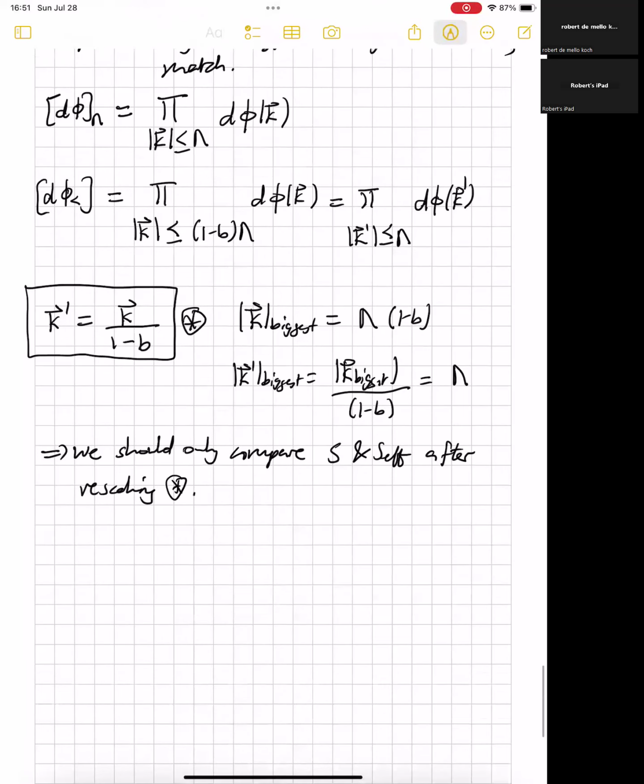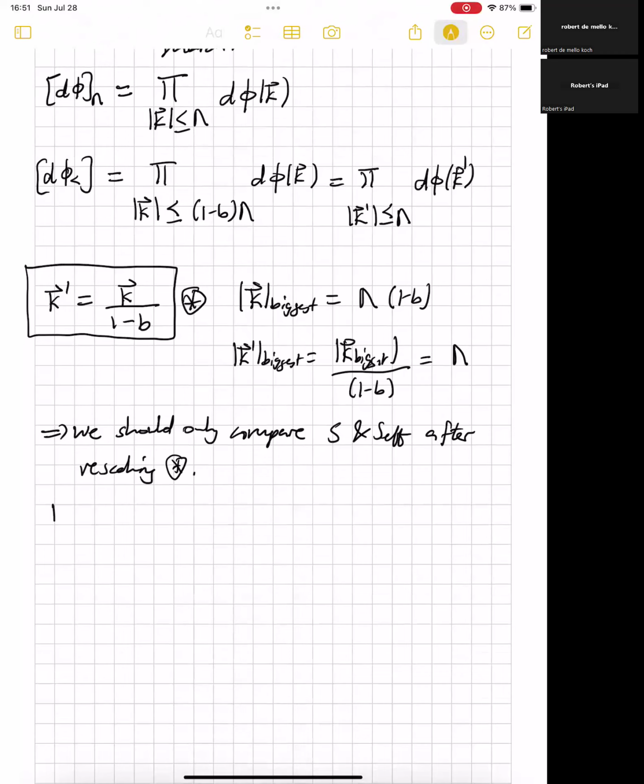Okay, now remember, h bar is fixed to be equal to 1. And if h bar is fixed to be equal to 1, then positions are like inverse momenta, and momenta are like inverse positions. So we should also rescale positions, but by a factor of 1 minus b. So it's the opposite scaling to what you see for the momenta. So that's the other scaling that we have to do.